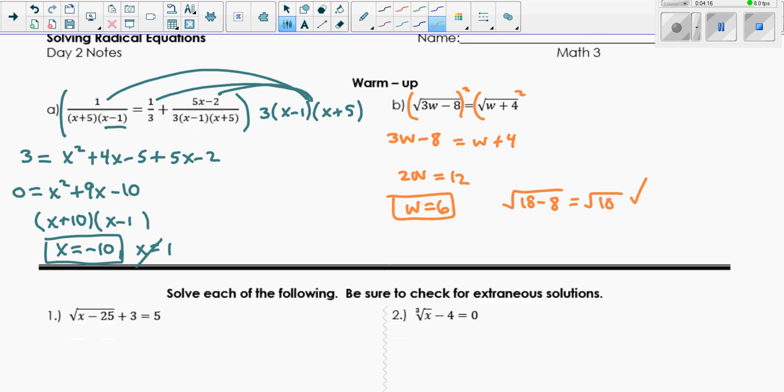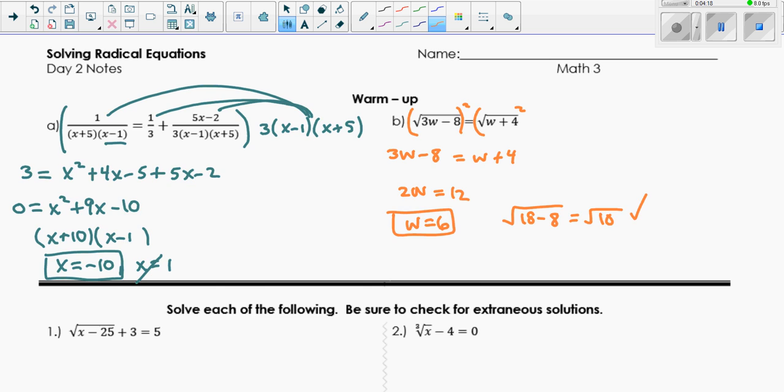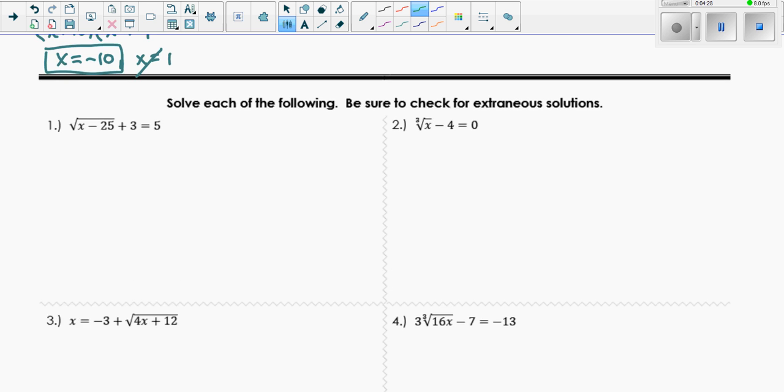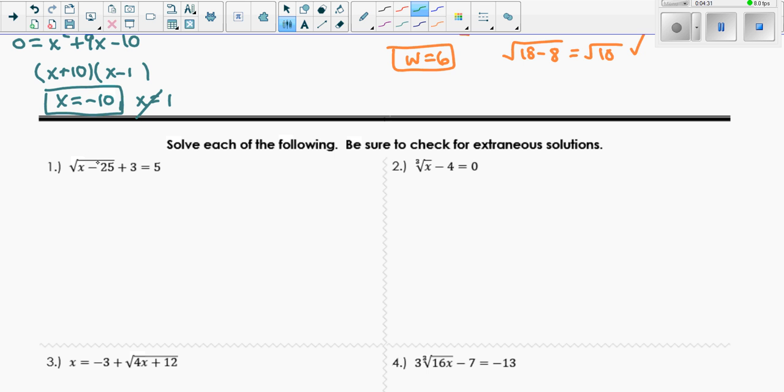Alright, so let's talk about some more radicals. I have 6 problems for you. If you think that you can do any of these before I go through and explain them, it would be good for you to try them first, and then you can go back and listen to me explain them. Alright, so, number 1, in order to get the radical by itself, I subtract 3 to both sides.